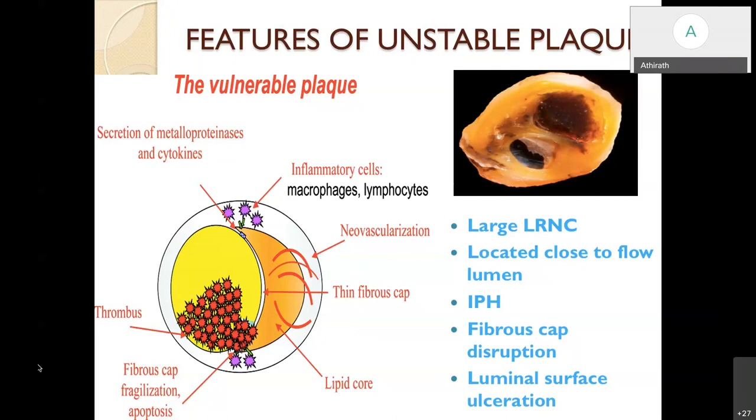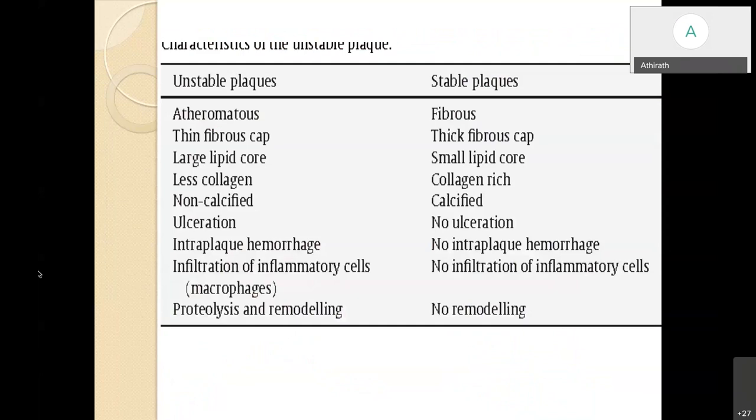Whenever a plaque is located close to the flow lumen, with intraplaque hemorrhage, fibrous cap disruption, and luminal surface ulceration. This is the image of a macroscopic appearance of a plaque with an intraplaque hemorrhage. So what is the basic difference between an unstable plaque and a stable plaque?